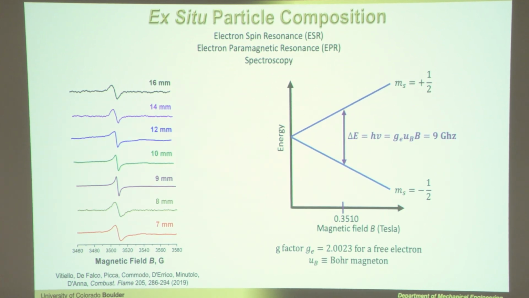And as you notice, as a function of height in the flame, they get different signals for radicals. I'm not sure how selective this is without actually having a very fancy EPR machine. I haven't seen it because no one's done the experiment. So it tells you about the radicals in the flame, but the particles in the flame, I'm not sure how much you can get from this technique. Okay.